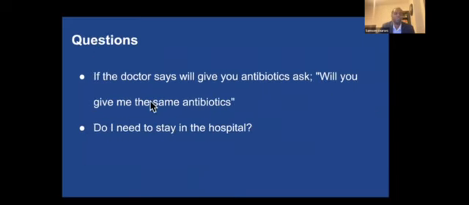The patient may ask questions. If the doctor says, we'll give you antibiotics, ask, will you give me the same antibiotics? Do I need to stay in hospital? These are the two main concerns of the patient.